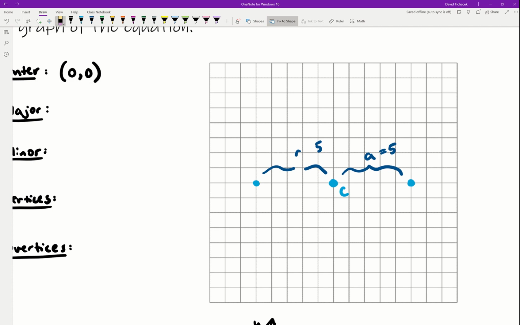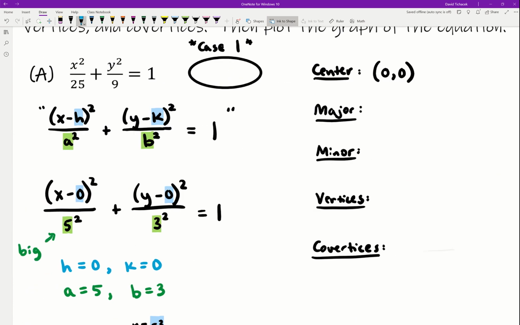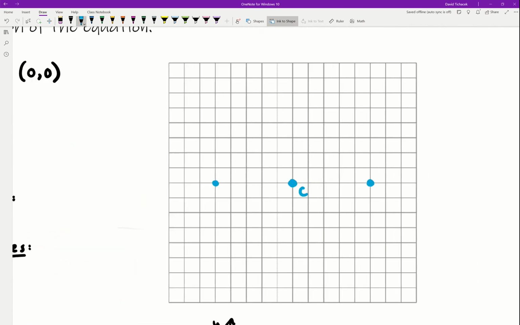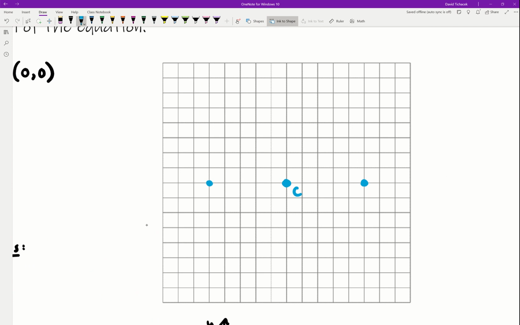Continuing here, I'm going to have my minor axis. And the way that we get that is we take account of what this B number is. And that, of course, is 3. And so that's going to be the number of grid squares I'm going to count to the north and to the south. So I'm going to count up 3, and then we're going to count down 3. And that's where we're going to place our vertices there, okay?